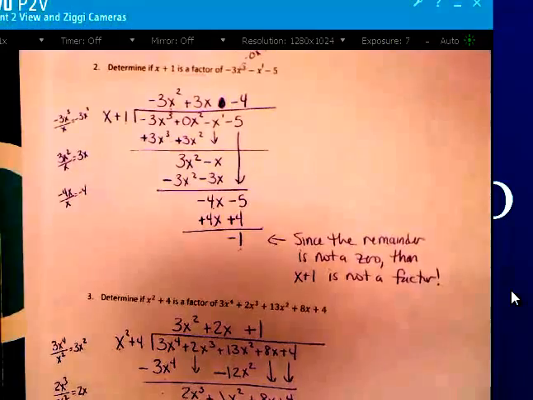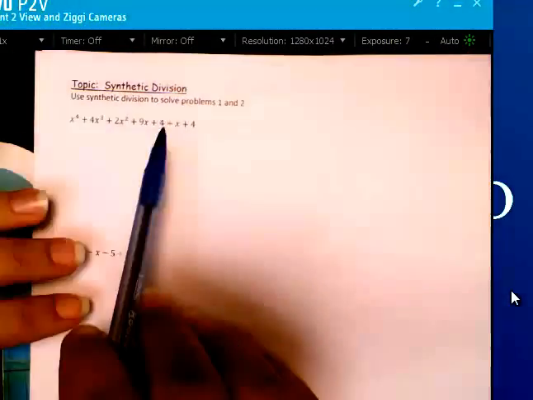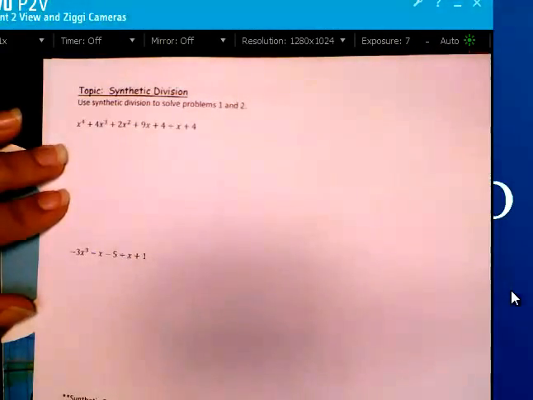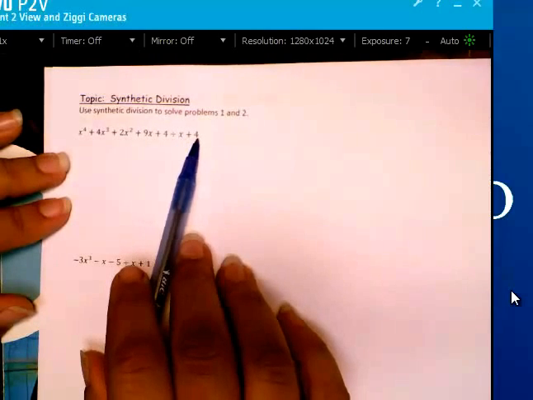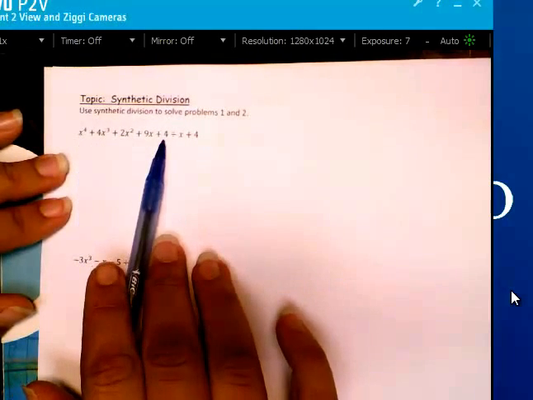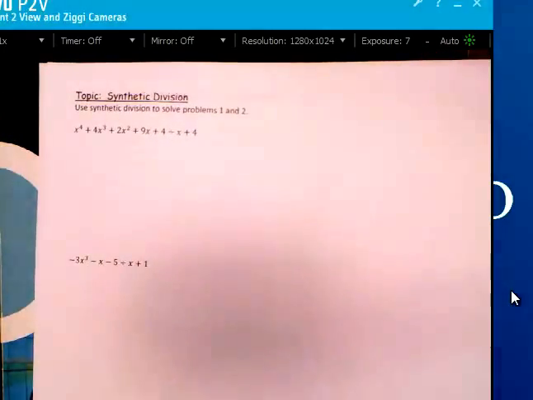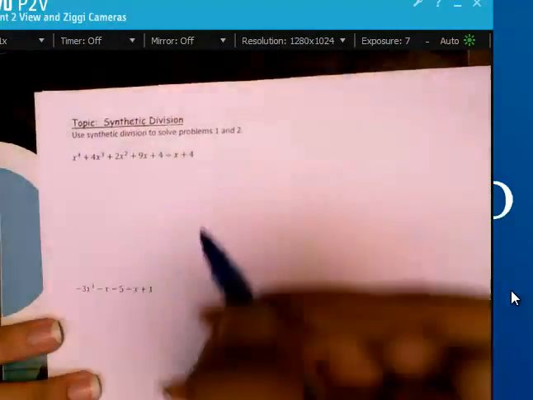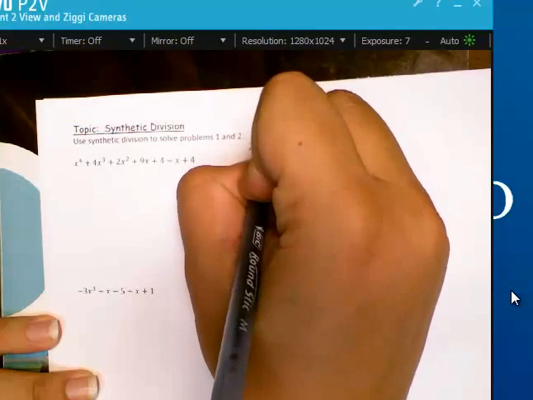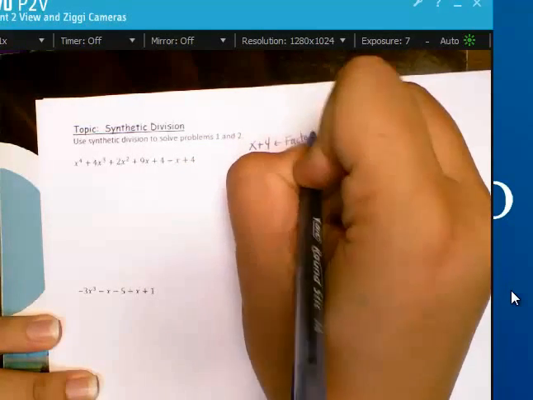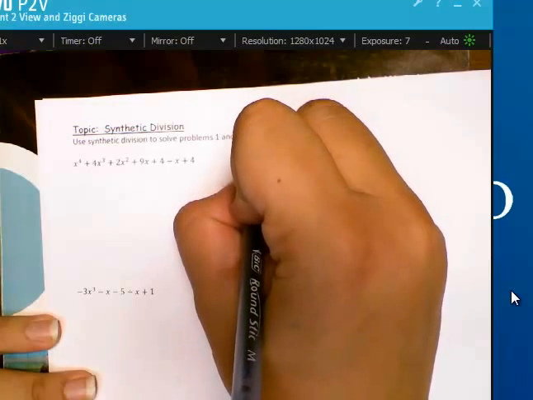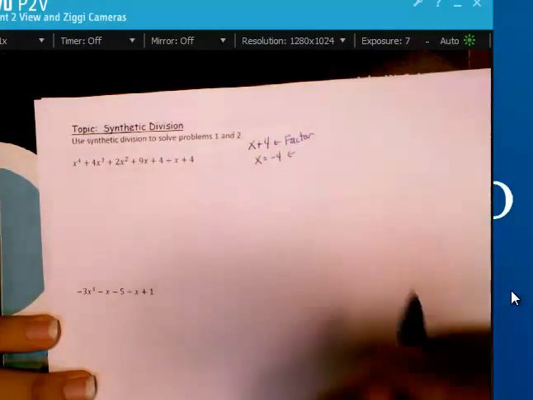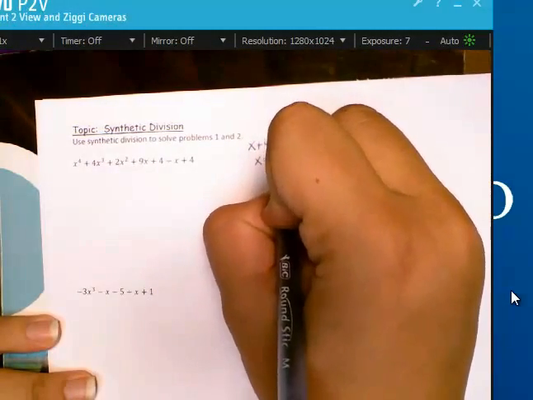Alright, so now that we have that, let's move on to synthetic division. We're going to use synthetic division to solve these two problems. Notice they're the same exact problems as what we did before. Here we've got x plus 4 divided into this expression, which was this very first long division problem. When we do synthetic division, the x plus 4 is written as a factor, and we want to use the 0. So that would be x equals negative 4, the root, which means the 0 is negative 4.